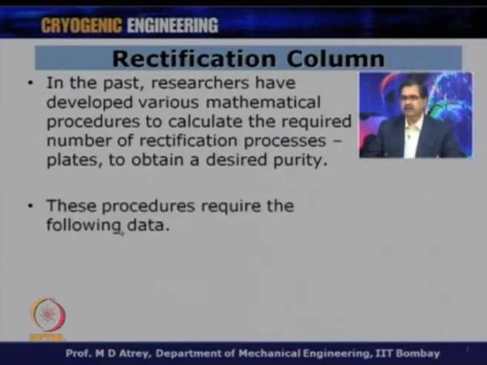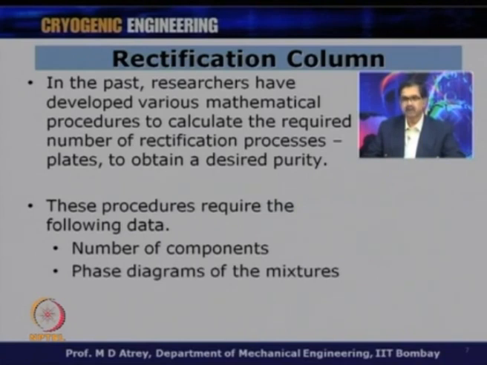Now, these procedures require the following data. What is the number of components? So, your feed should have so many components. If the components are many, there will be difficulty in separation or even in calculation. So, how many components are there? Can we have some reasonable assumption? For example, for air, we say that we have got only 2 components. But if you have got 4 components, then the data for all these 4 components in a mixture will be required, and what is essential therefore is a phase diagram of the mixture.